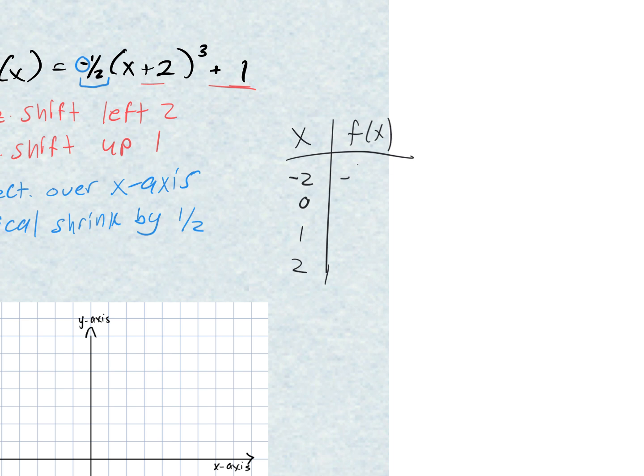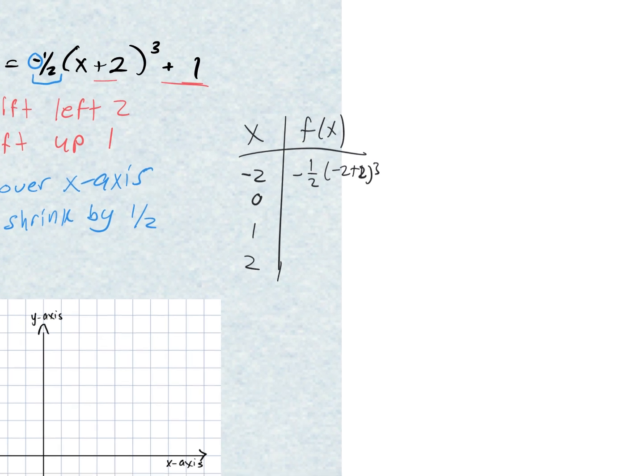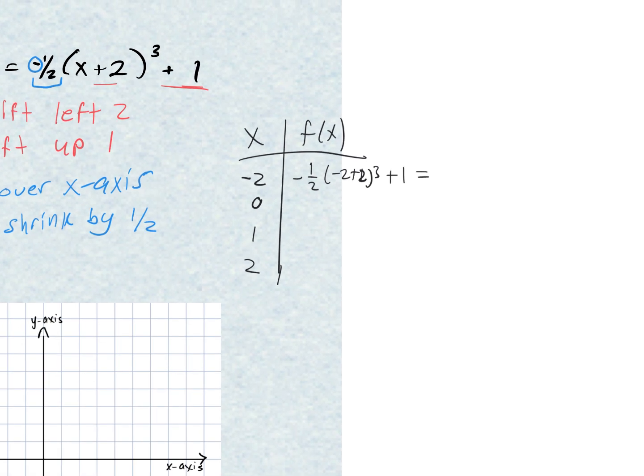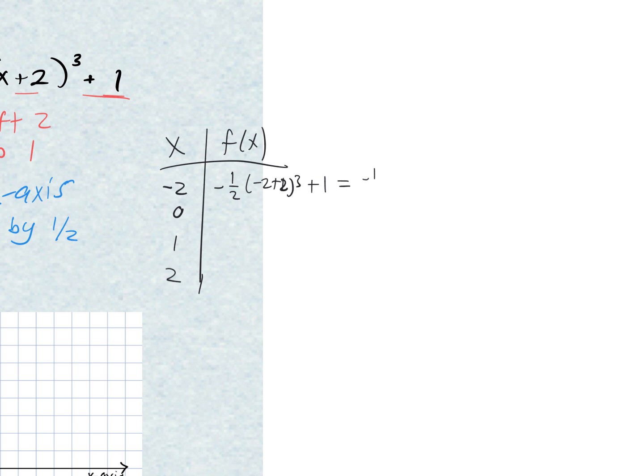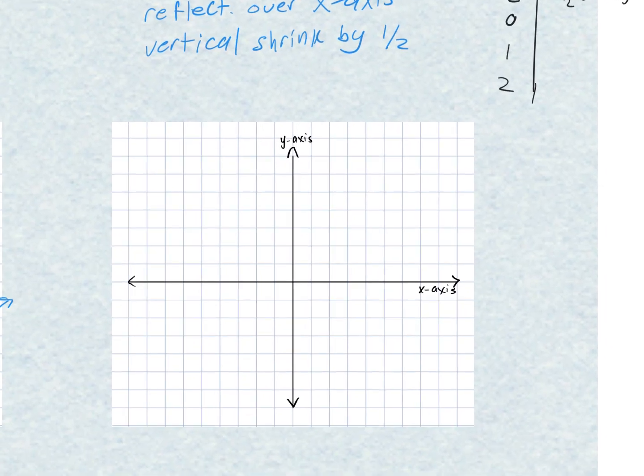And let's see what that does. All right, so we get -1/2 times (-2 plus 2) cubed plus 1. This is going to get us -1/2 times 0 cubed plus 1, and that's just going to get us 1. So that means at -2, we have a point at 1.